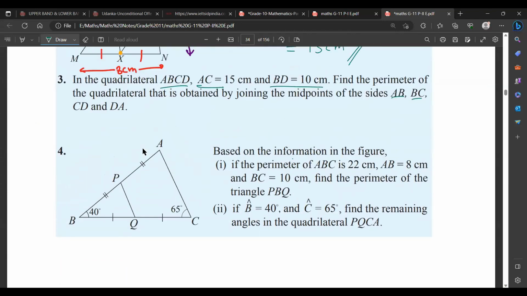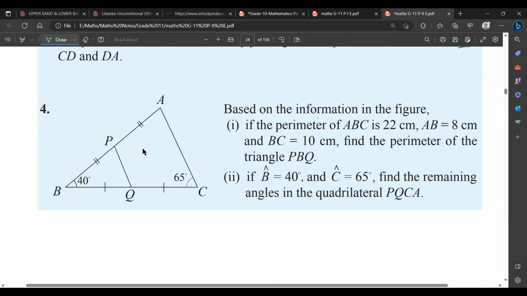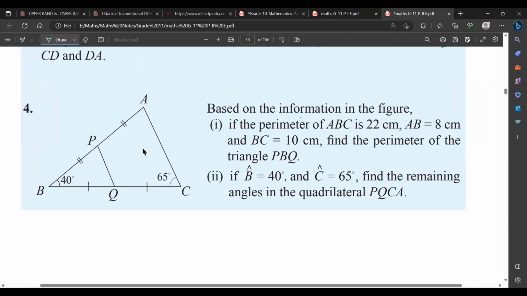Based on the information in the figure. Based on, I do with the here, it is okay, no? Based on the information in the figure, if the perimeter of ABC is equal to 22. Perimeter ABC altogether, A, B and C, is equal to 22, and AB is equal to 8 centimeters. Show me this one, 8 centimeters. You know this one 4, this one should be 4, no?